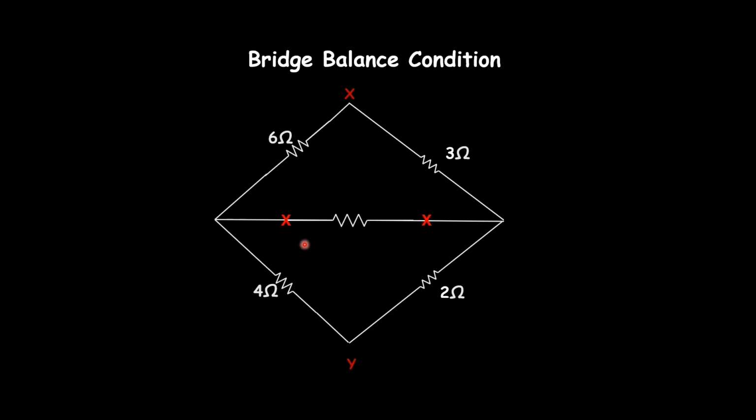Here I have considered a passive element which is a resistor. As the bridge is balanced, the current through this resistor is 0, so we can neglect this resistor, that is, we can open circuit here. Now we can easily solve this circuit with 6 and 4 in series and 3 and 2 in series. 6 and 4 in series is 6 plus 4, which is 10, and 3 and 2 in series is 3 plus 2, which is 5. Then 5 and 10 are in parallel to get the equivalent resistance.